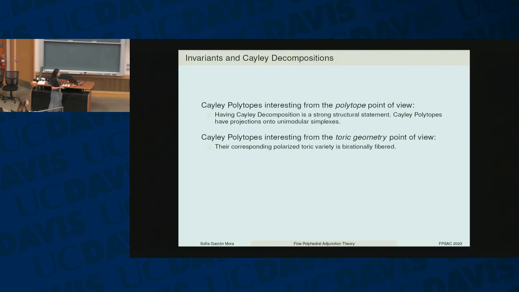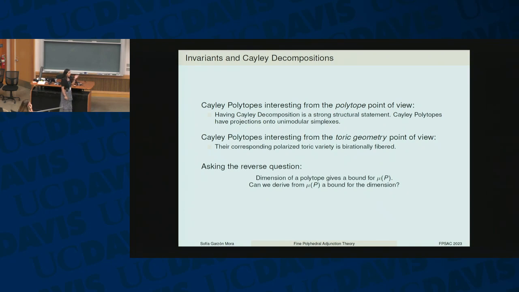And Cayley polytopes are also important because they have projections onto unimodular simplices. And from the toric geometry point of view, people have studied them because their corresponding polarized toric variety is pre-rationally fibered, and they have interesting embeddings. So people from different areas have come to the same concept. And so this came into our work because we have this question.